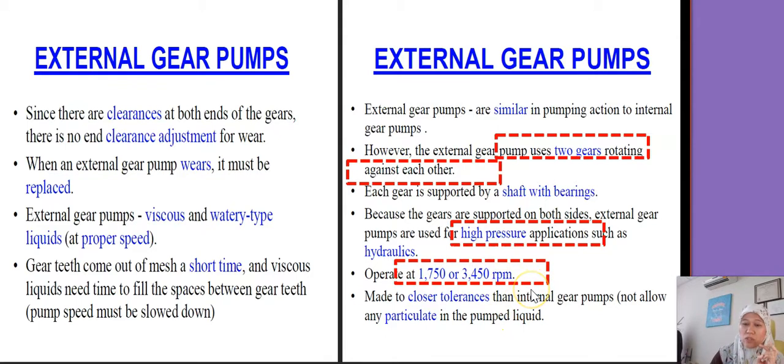It's very important to know in which conditions a certain pump can work. For example, you look at the pressure, and you look at your fluid. What type of fluid is that? Is it gas? Is it high viscosity? You're going to check. Sometimes if you use the wrong type of pump, it's going to cause you trouble. So look at the type of fluid that you're handling, and then the pressure, the speed, and all that. Since they have two gears rotating against each other, each gear is supported by a shaft.